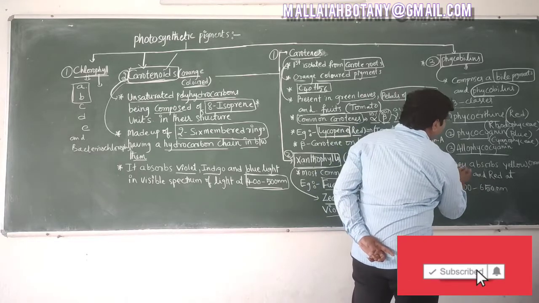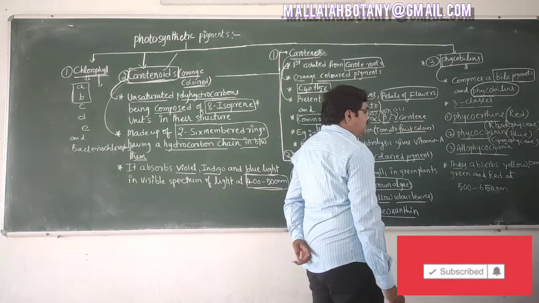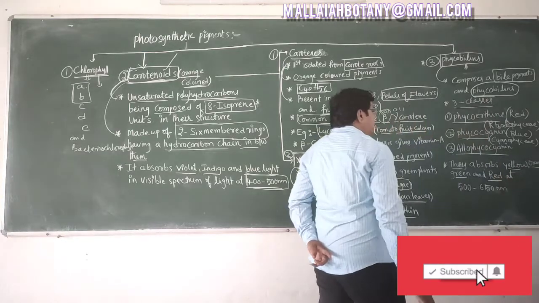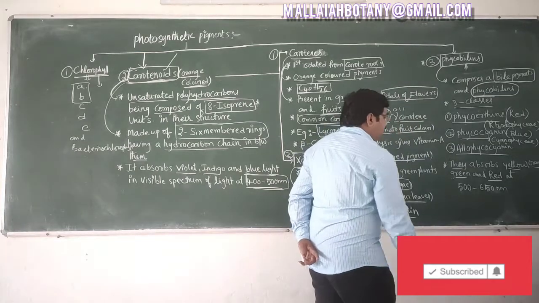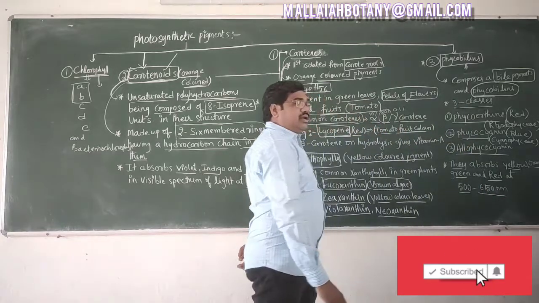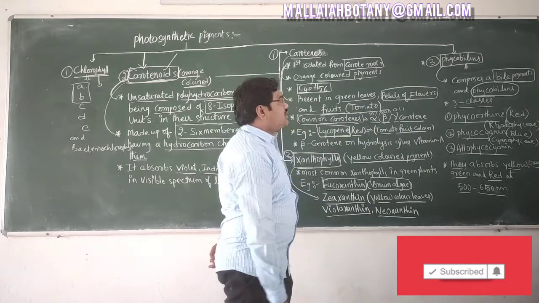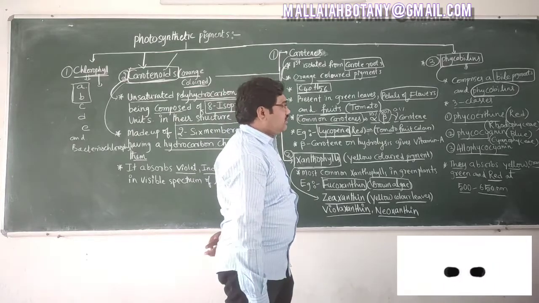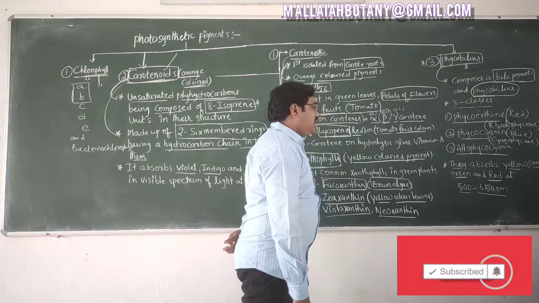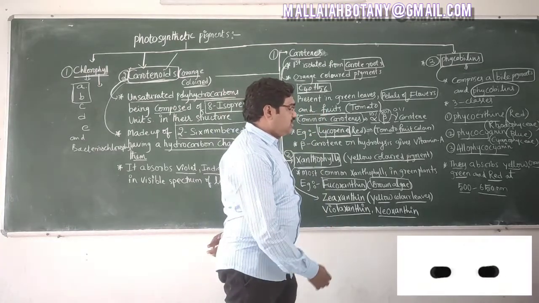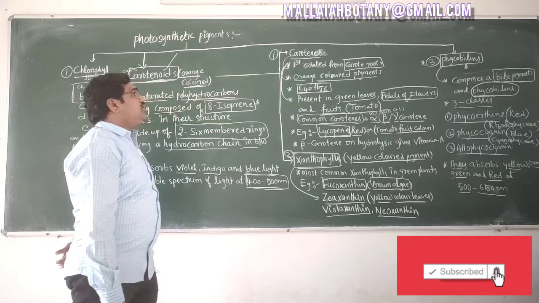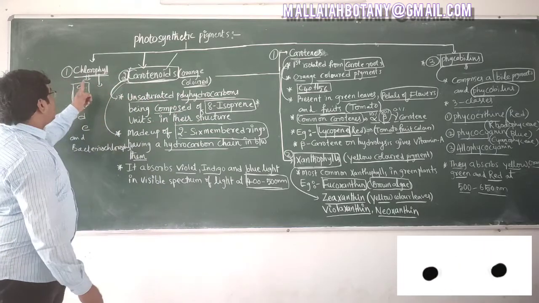The phycobilins absorb yellow, orange, green and red light in the visible spectrum, at the specific wavelength of 500 to 650 nanometers. So this is the absorption of phycobilins, at the specific wavelength in the visible spectrum of light, 500 to 650 nanometers.